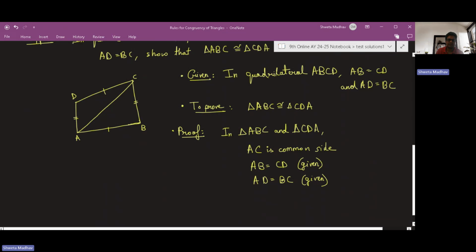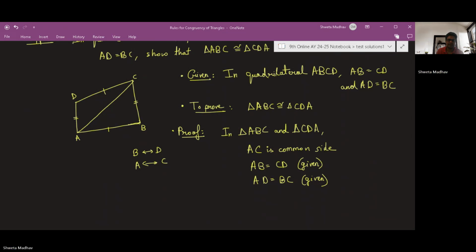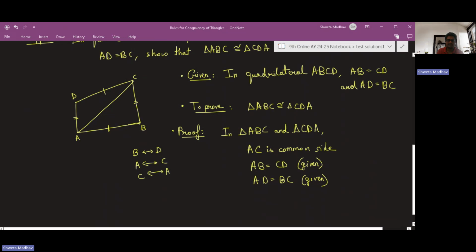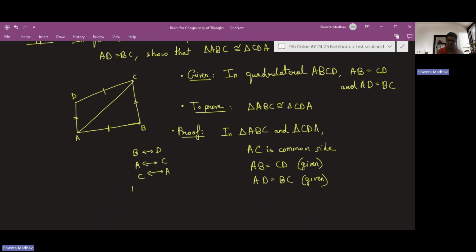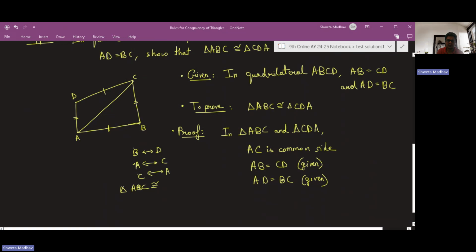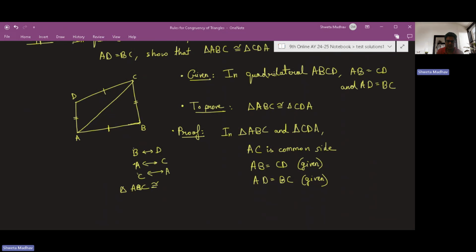Here, as we can see, the point B corresponds to D, and A corresponds to C. And obviously C corresponds to A. When we say ABC, we are going along this longer side, so I will say CDA. So C corresponds to A. It means that ABC, we should write it in the same order only. So triangle ABC will correspond to, since we are saying second, first, and third, here also second, first, and third, which is CDA. So it is triangle CDA.